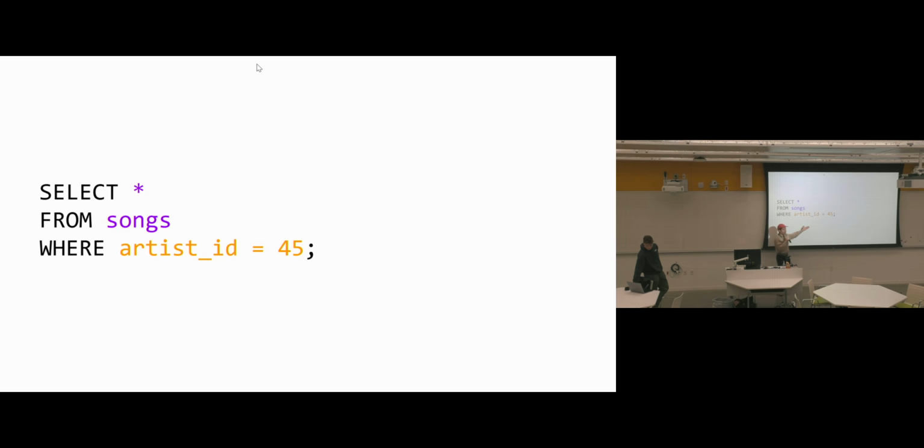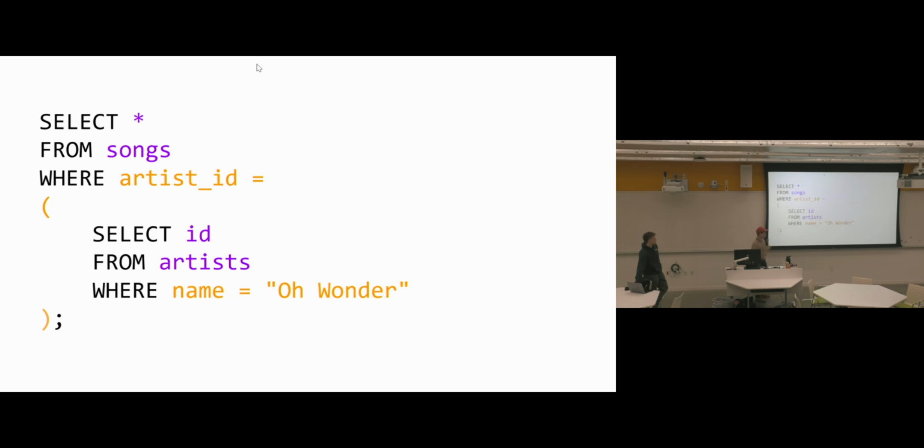And so you get this query where it's just select star from songs where artist ID is equal to 45. Now, of course, when you're heading into this database and you're working with it, you have no idea what Oh Wonder's artist ID is. So you will have to write this original query, right? And so the query itself is broken down into two parts, where the top part is what you're trying to do. And then the second part is whatever piece of information that you don't know that you have to join tables in order to figure out.